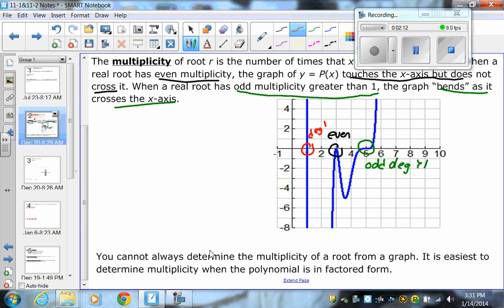Now you can't always determine the multiplicity of a root from the graph. So for example, I have no idea what each of these degrees are except for this first one. I know that's a degree of 1. This one, it could be a square, it could be a fourth, it could be a sixth. We don't know. And this one, it can be any odd degree that's greater than 1. We don't know the exact number. To determine, we can look at the factored form of the polynomial.